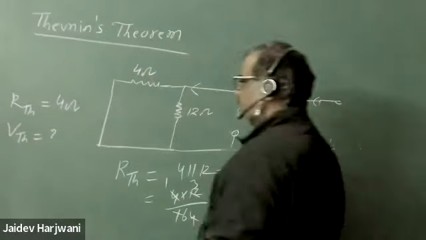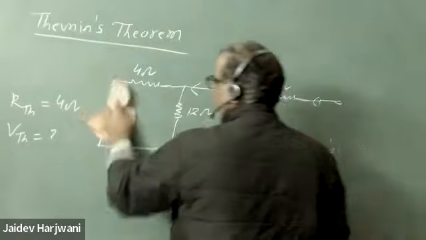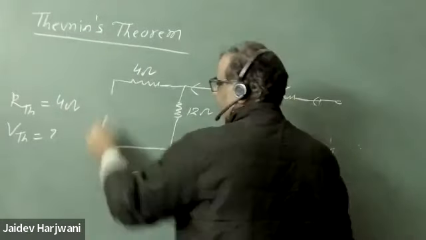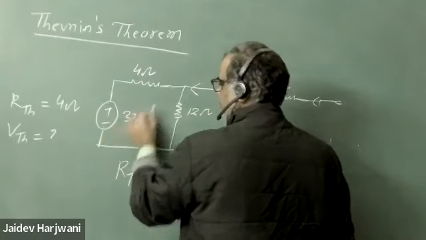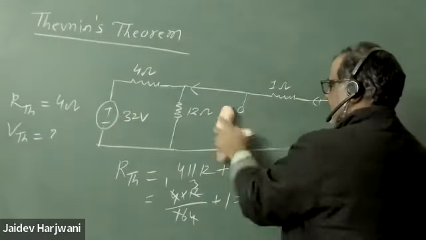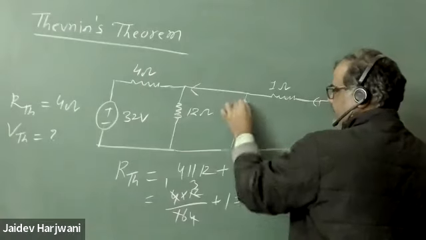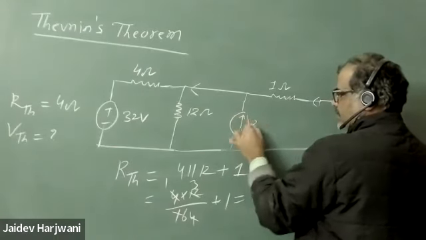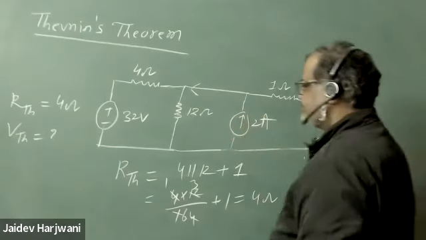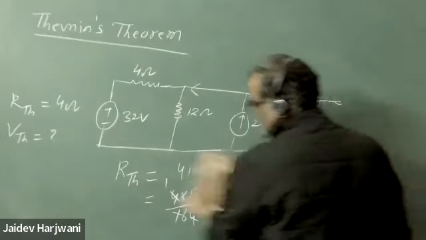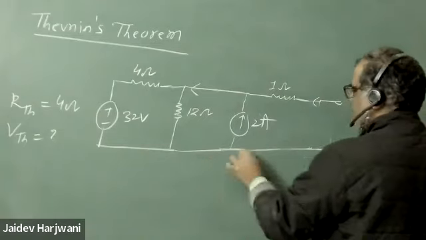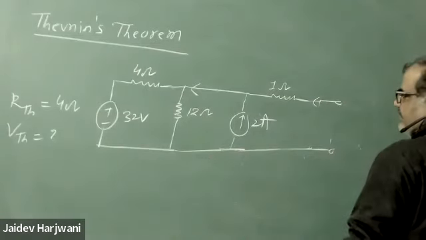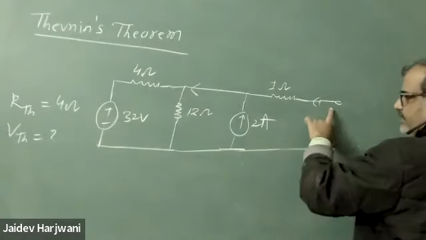Now we will calculate VThevenin. In order to calculate VThevenin, again I need to put these sources back. So I have the 32 volt battery, and I was having the 2 ampere current source. Now this is very simple. We are having the load also, RL. So when we measure VThevenin, we need to measure V open.